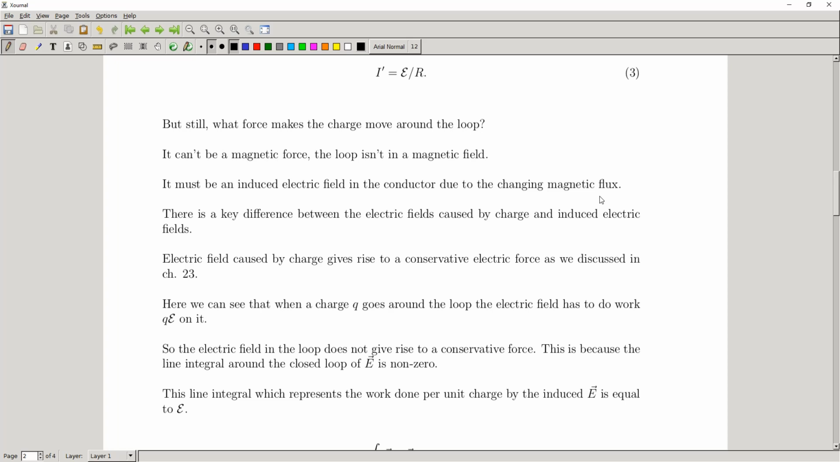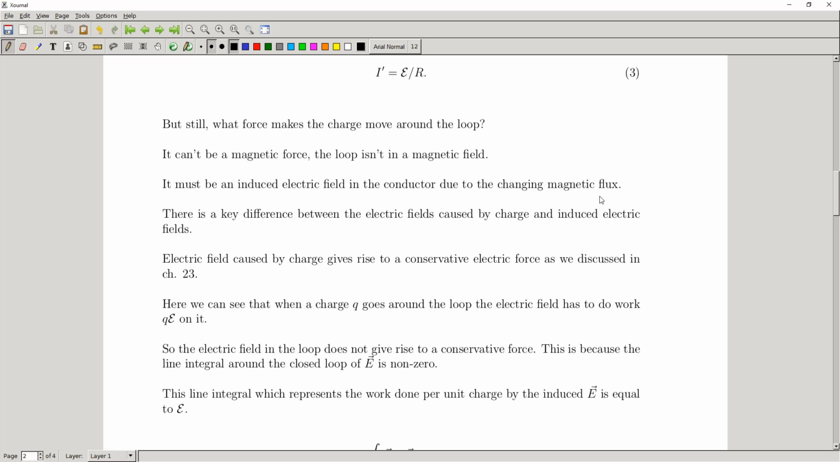This was in chapter 23. We talked about potential and potential energy associated with our electric field and so forth. So electric fields caused by charges give rise to a conservative electric force, and what you can think of as a conservative electric field, really.